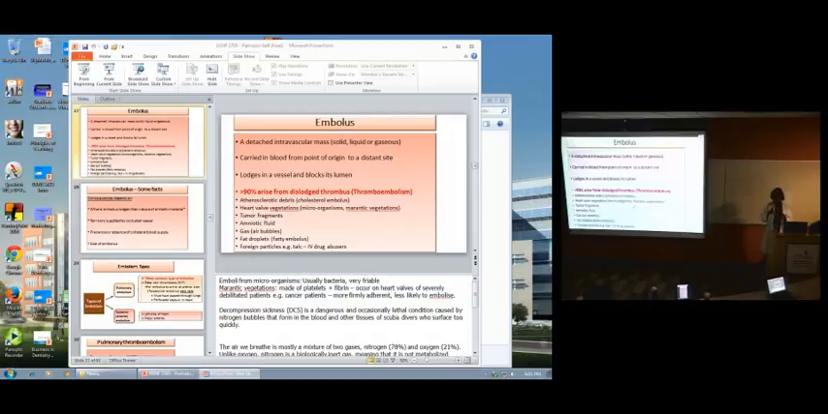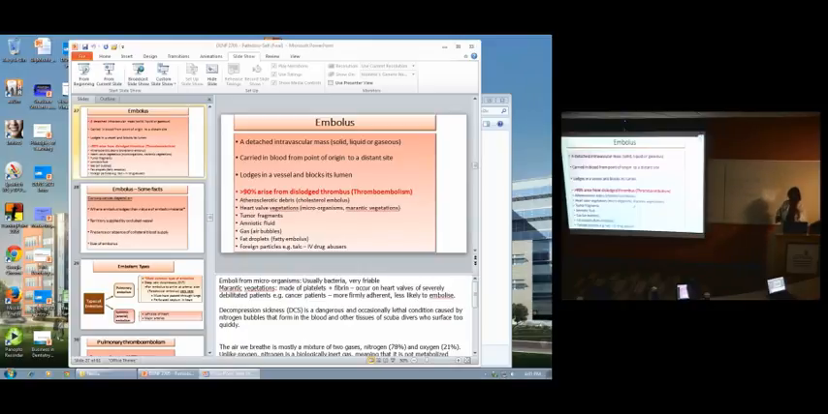And it may be solid, liquid, or gaseous. So it's not only restricted to thrombus. It could be other things. Basically, it's carried from one point to a distant site, and it lodges in the vessel and blocks the lumen. But one important thing about emboli is that 90% arise from dislodged thrombus. That's what is referred to as thromboembolism. So when you say thromboembolism, you're mainly referring to the process where a thrombus detaches from a blood vessel, becomes an embolus, and goes and blocks somewhere.